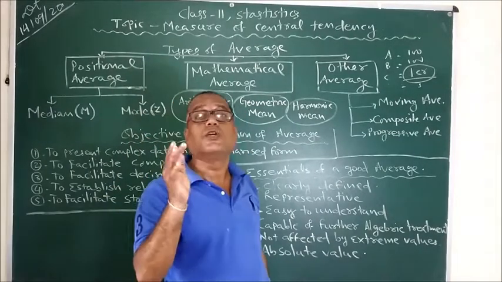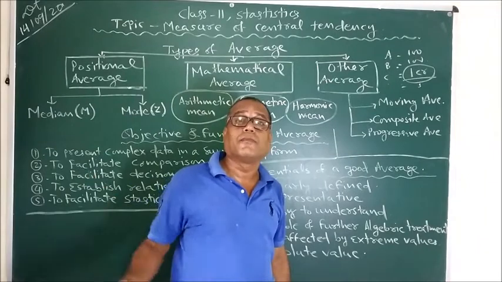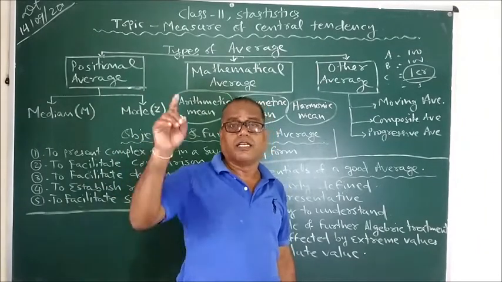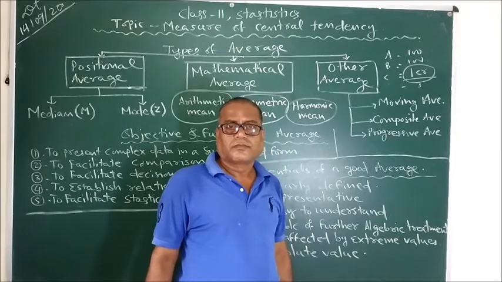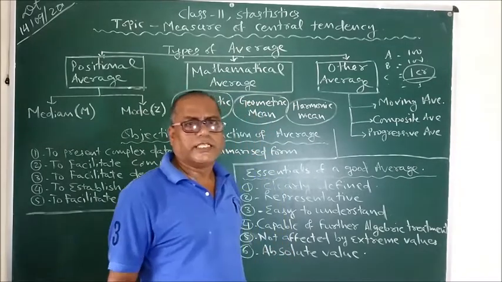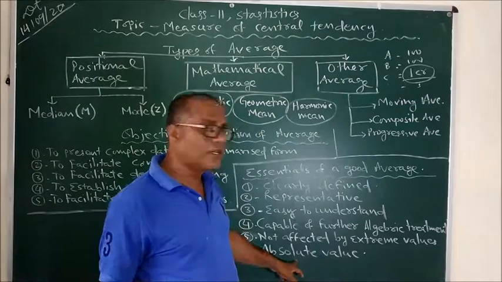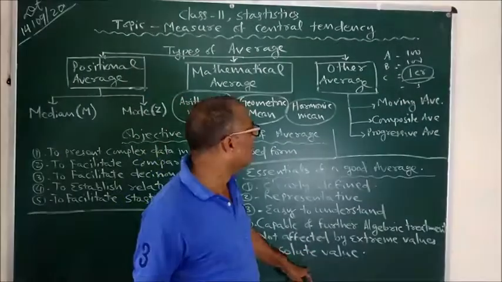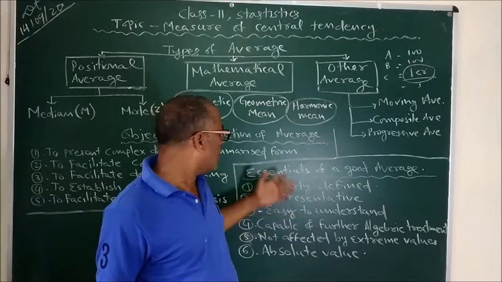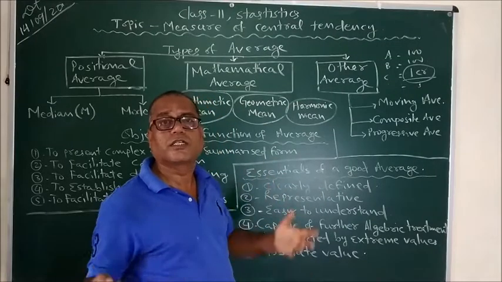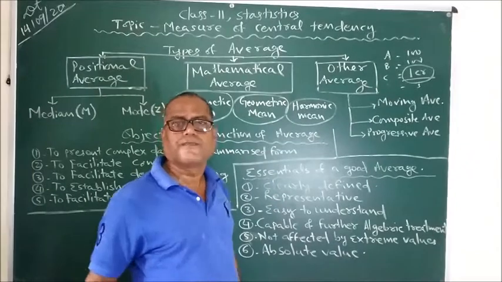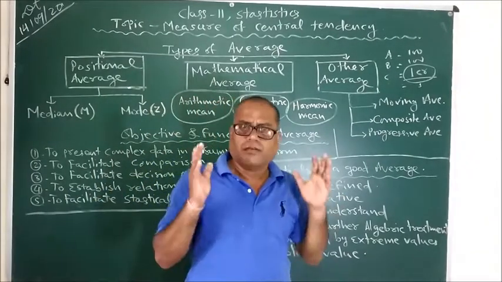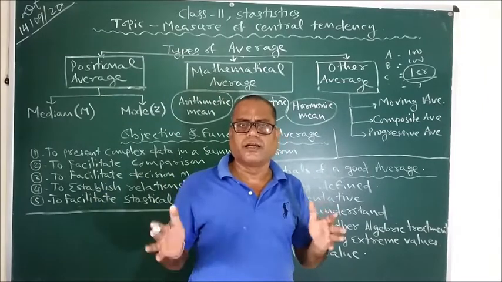And average must be an absolute value. That means an absolute number, not a relative number like a number that is expressed in percentage or in fraction. That is not an absolute number. So the average we calculate or estimate must be an absolute value. So these are all the things we need to understand before we enter into the discussion of how to find different averages like arithmetic mean, median and mode.